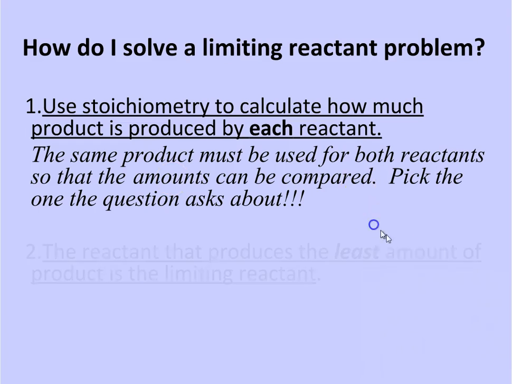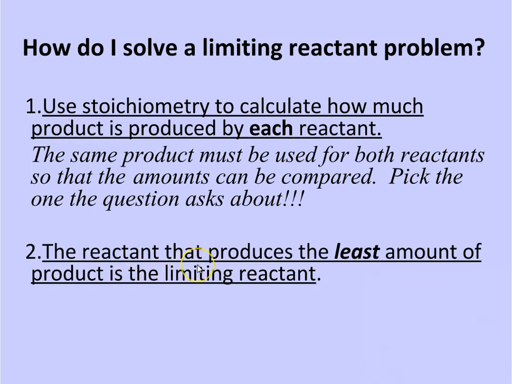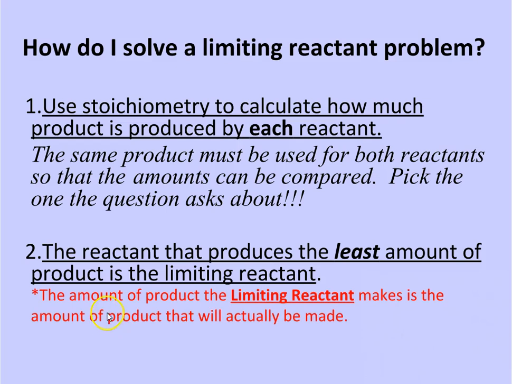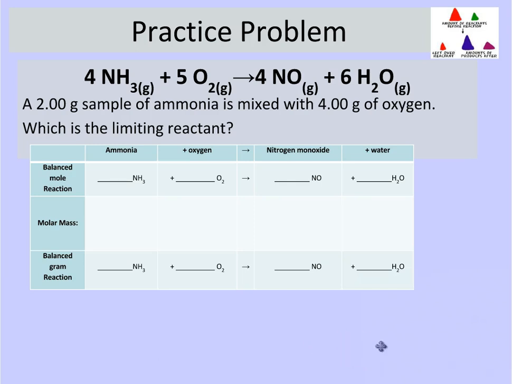It's going to be the smaller of the 2. The reactant that produces the least is going to be the limiting reactant, and that's going to be the amount that you actually make, right? So let's say that one reactant is enough to produce 10 grams and one reactant is enough to produce 15, you're actually going to produce 10 because you're going to run out of that one first after you make 10 grams of product.